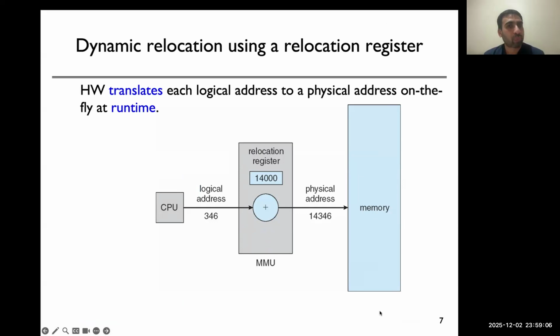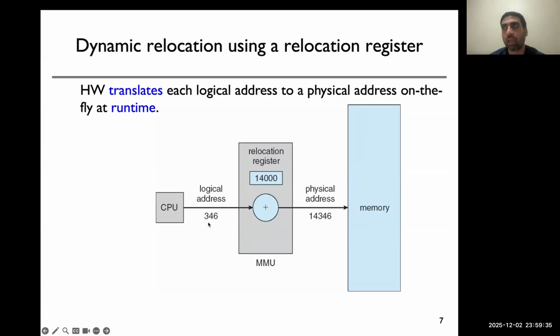Okay. So, dynamic relocation: how we can dynamically relocate our program using the relocation register. It's exactly the same thing I just said. You simply need to put a new value in the relocation register. As I said, the hardware will translate each logical address to a physical address on the fly at runtime. So, for example, if the CPU is generating logical address 346.